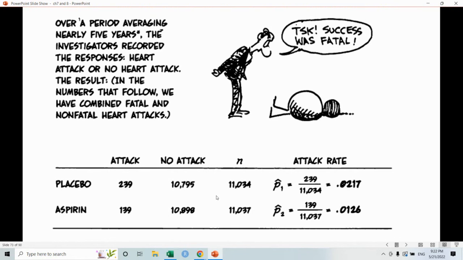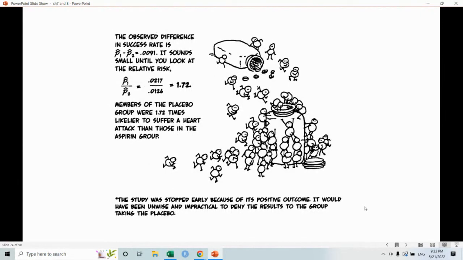We find the proportion of the attack rate, so p hat 1 is 0.0217 and p hat 2 is 0.0126. So the observed difference in success rate, p hat 1 minus p hat 2, equals 0.0091. Sounds like it's very small until you look at the relative risk. p hat 1 divided by p hat 2 comes to 1.72. So members of the placebo group were 1.7 times more likely to suffer a heart attack than those in the aspirin group. This study was stopped early because of its positive outcome. It would have been unwise and impractical to deny the results to the group taking the placebo.